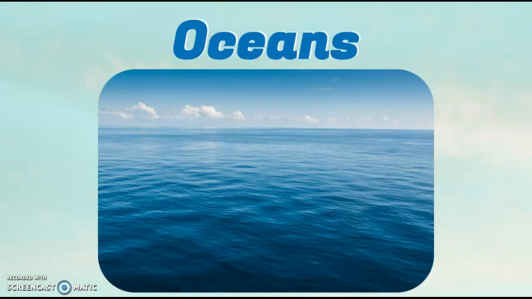So the first one is oceans. Now, oceans are the biggest bodies of water, and they cover most of the earth. Oceans are made up of salt water, and this water is not good for drinking. If you've ever been to the beach and you've gotten some ocean water in your mouth, you know that it's pretty salty and you shouldn't drink it.